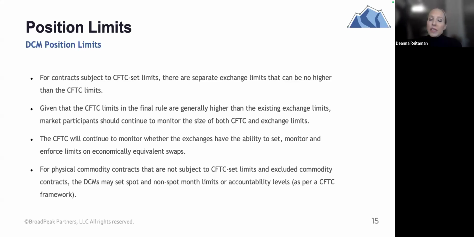So you will see that DCMs can set spot limits and non-spot limits, which they often call accountability levels, so long as they're within the CFTC framework. So your data has to be even more granular, not just the position, but what exchange. So next slide.